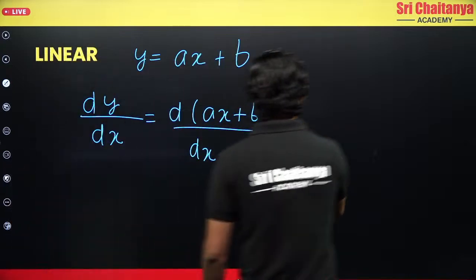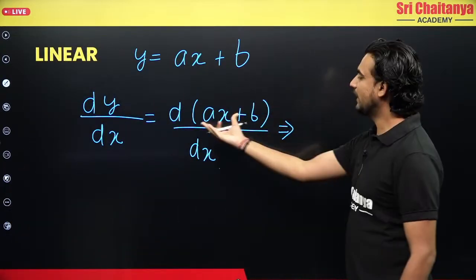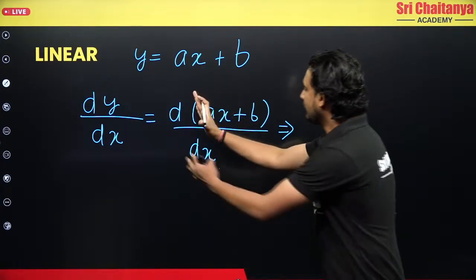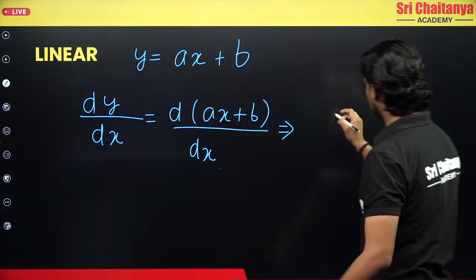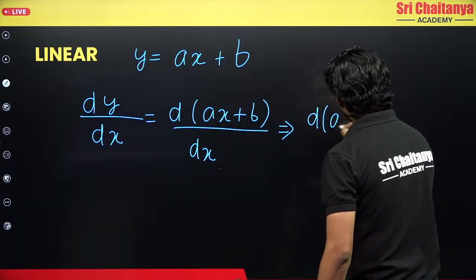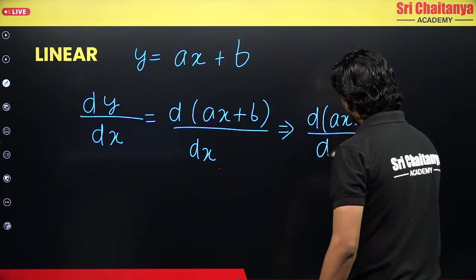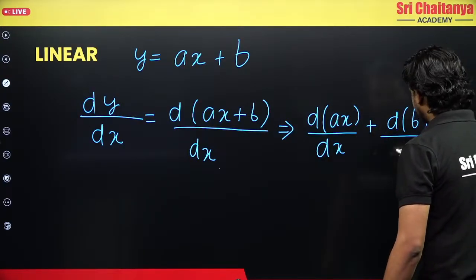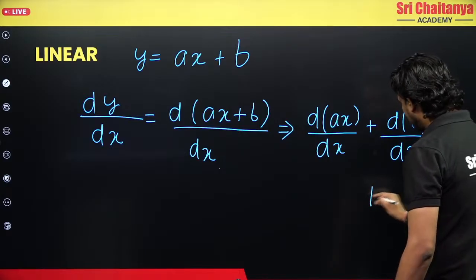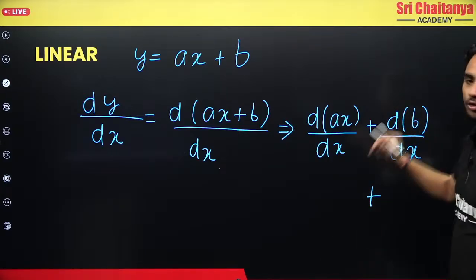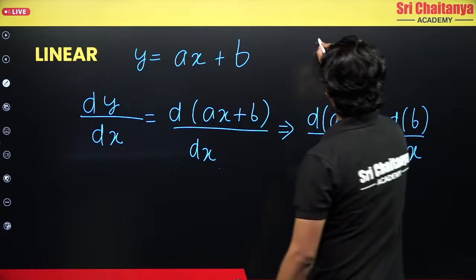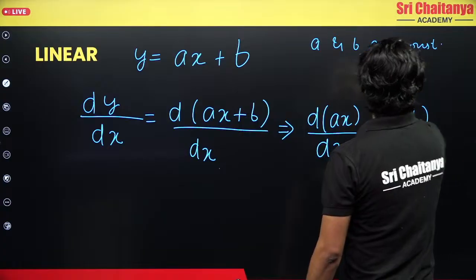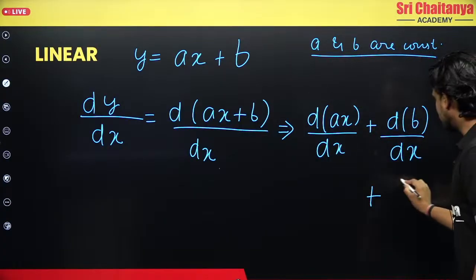Now there is a rule in differentiation: if I have two terms in addition, I can apply the differentiation to both of them individually. So this will become d(ax) by dx plus d(b) by dx. Now what is db by dx? b is a constant value. a and b are constants, so the differentiation of b will become 0.